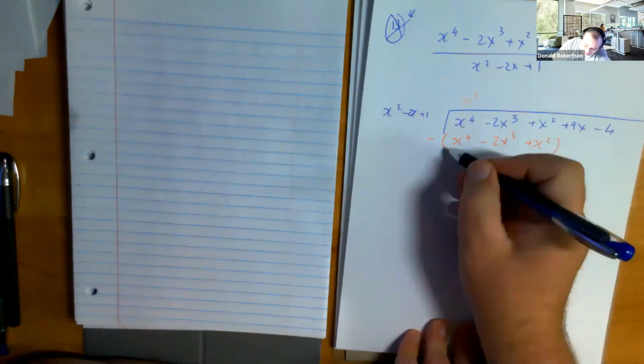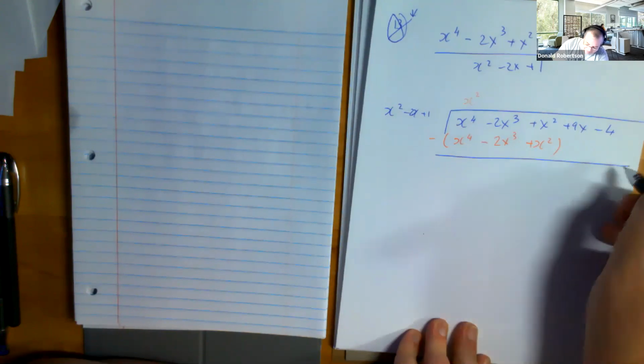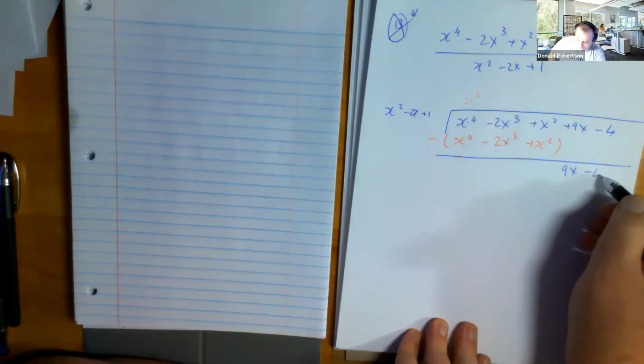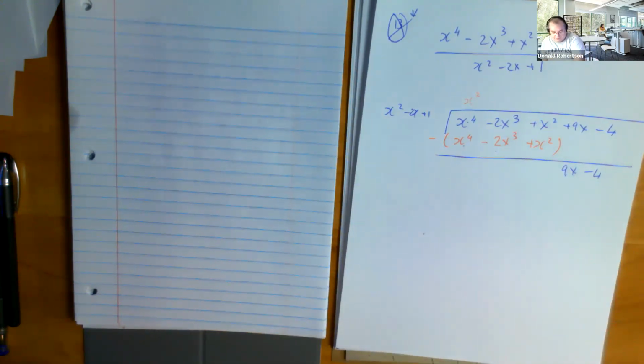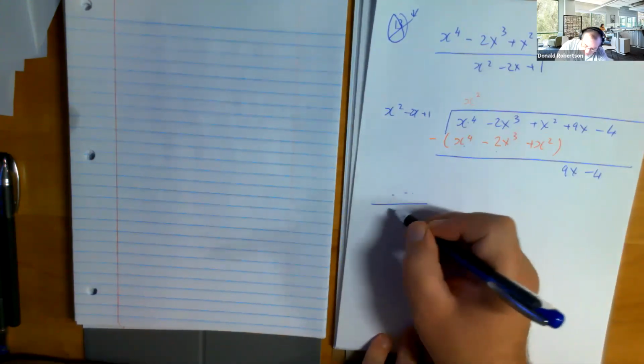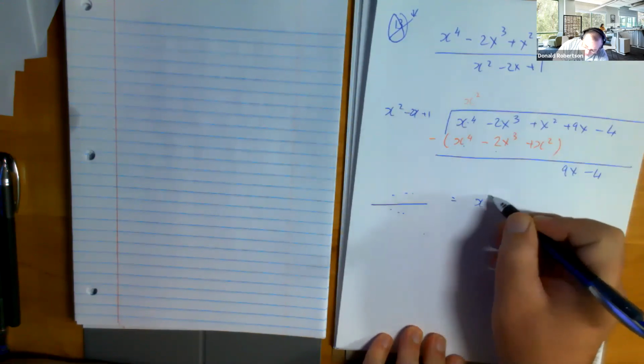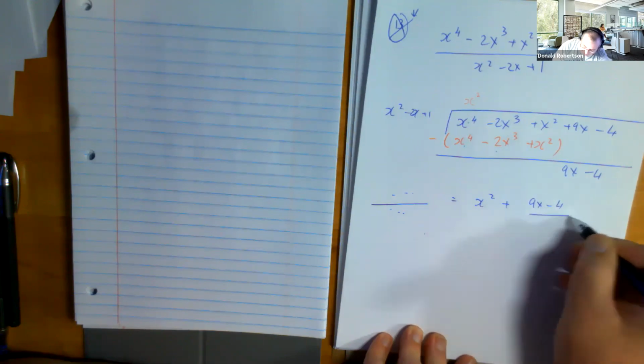And then you put a big bracket around it and subtract. That, take away that gone, that gone, that gone. So all I'm left with is a 9x take away 4. So this fraction up here, this guy here, is equal to x squared with the remainder of this fella.